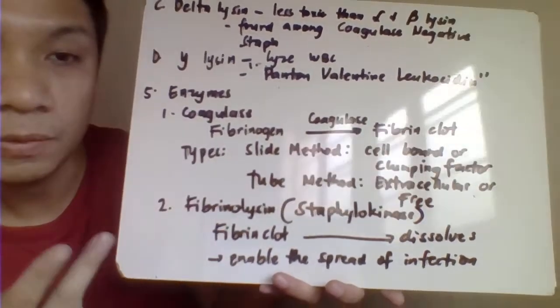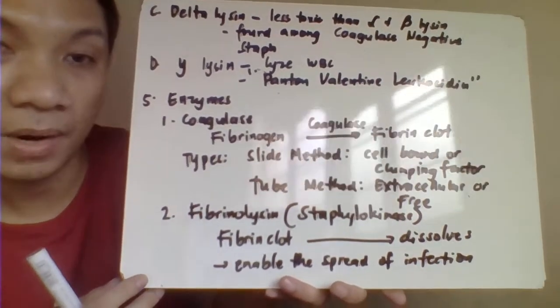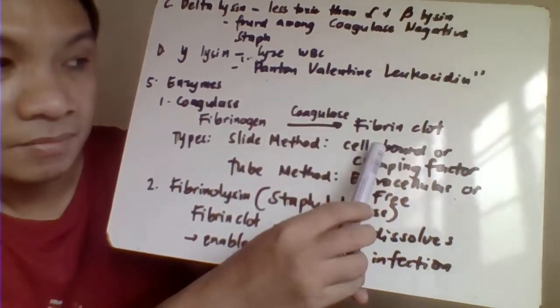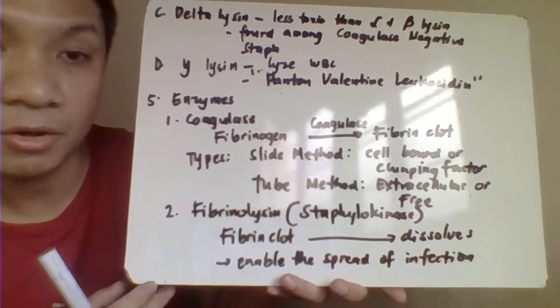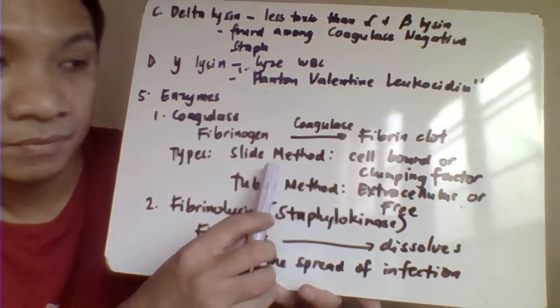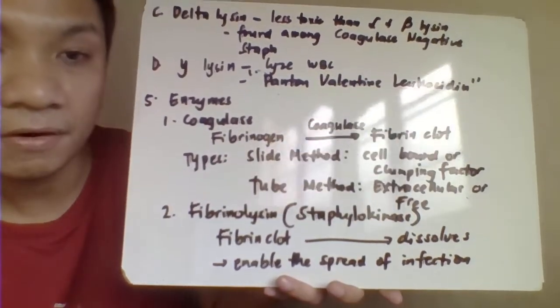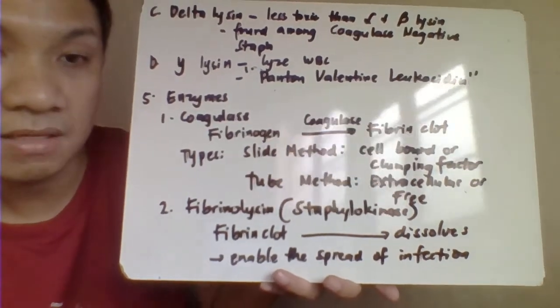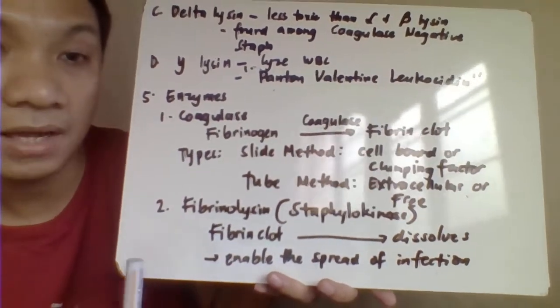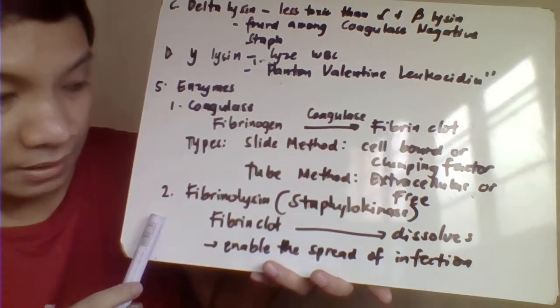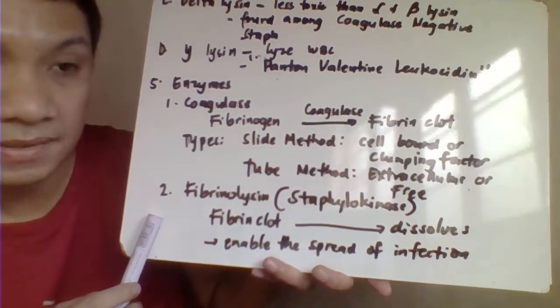Okay, so there are two coagulases here being produced by our Staph aureus. One is your cell-bound or clumping factor that could be identified by your slide method. Another one is the extracellular or free coagulase that could be identified here by the tube method ng coagulase test natin.